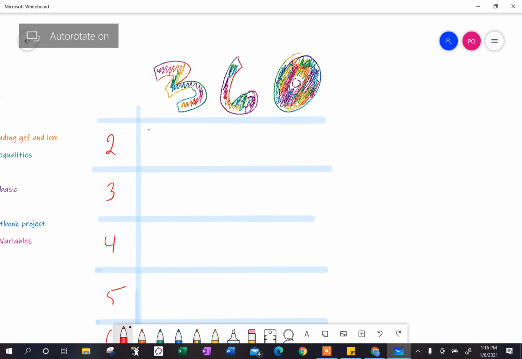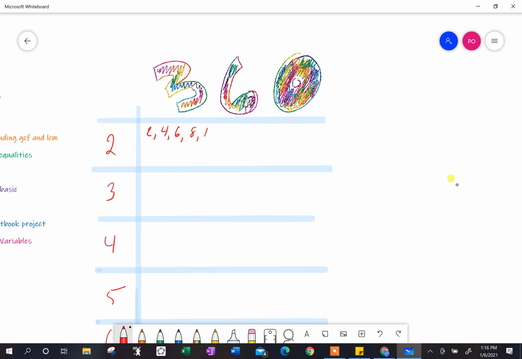So let's see. I'm going to do the first few multiples of 2: 2, 4, 6, 8, 10, 12, 14, 16, 18, 20, and I'm going to look for a pattern. Now, you should see, well, 2, 4, 6, 8, 10, okay, no pattern there. But after that, take a look what I have. 12, 14, 16, 18, 20. Oh, 22, 24, 26, 28, 30.